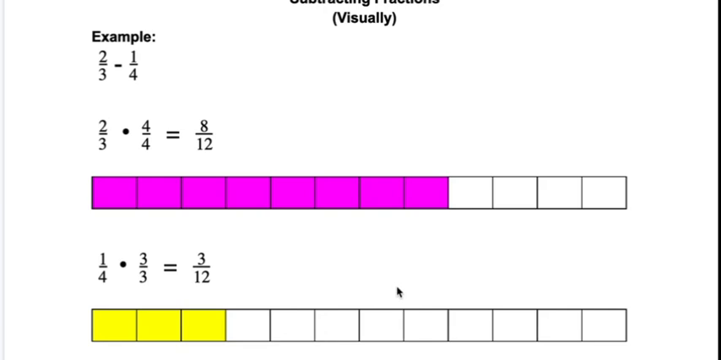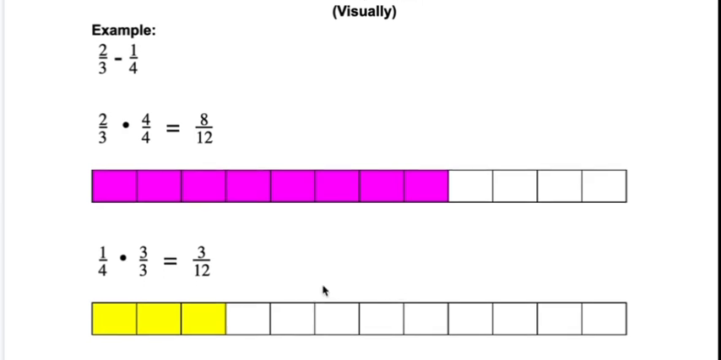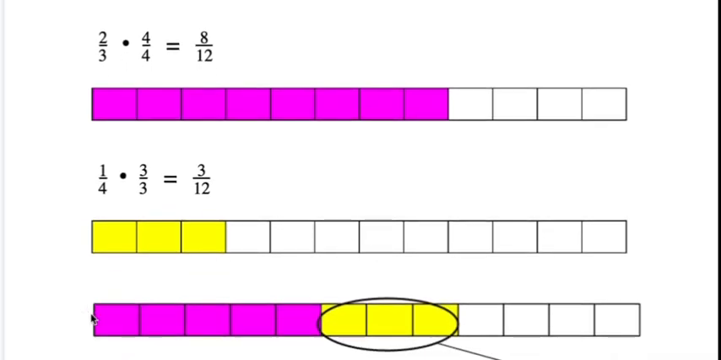Now, with adding, we would put the two together. But with subtracting, we're finding the difference. So I'm going to take my yellow and I'm going to remove it from the pink color. So I put the pink in and then I overlapped the yellow to show that I'm removing those 3 pieces. So these are the 3 pieces I'm removing.